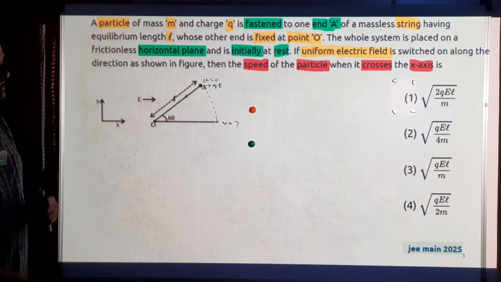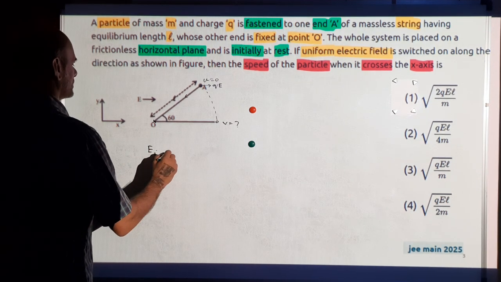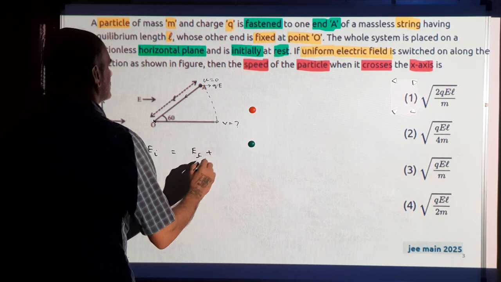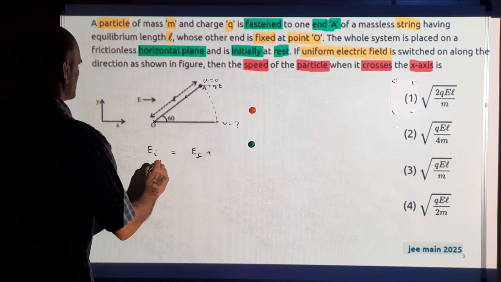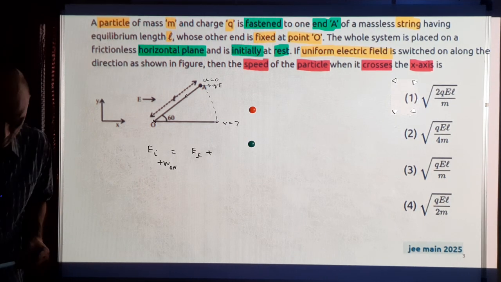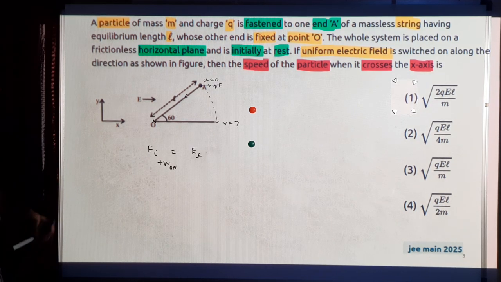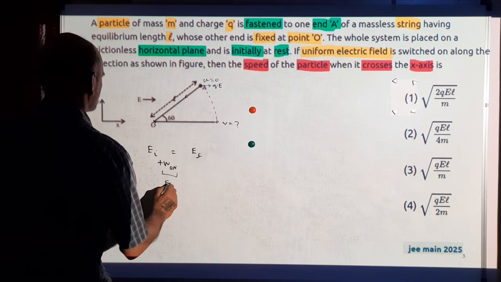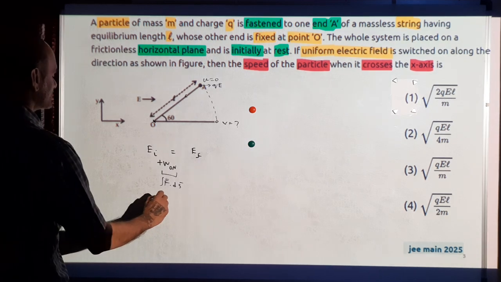So this can be solved by the work energy theorem. The initial energy of the charge equals the final energy, and work is done on this charge by this electric field. So the work done on the charge will add to the initial energy to be the final energy. And work done is the integral of F dot ds. So this is F into ds into cos theta.